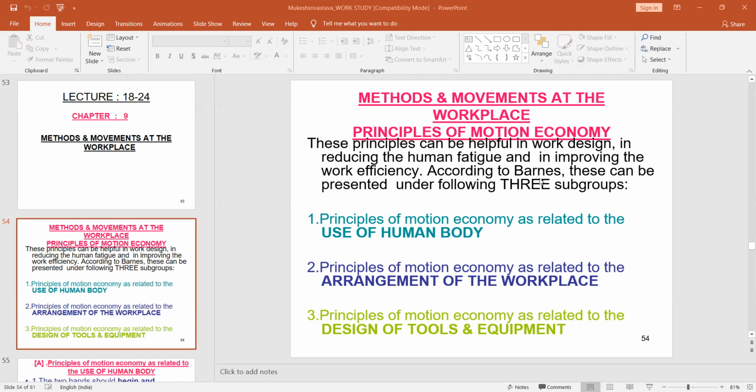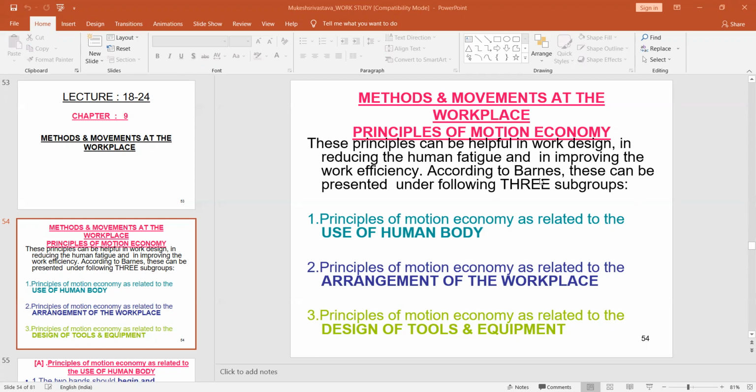There are basically three principles in the principle of motion economy. First is how we use our human body, and how we arrange the workplace so that we can perform our task with minimum effort, minimum fatigue. Human fatigue is a common measure of human nature. And the third is how the design of the tools and equipment should be. So we'll start one by one.